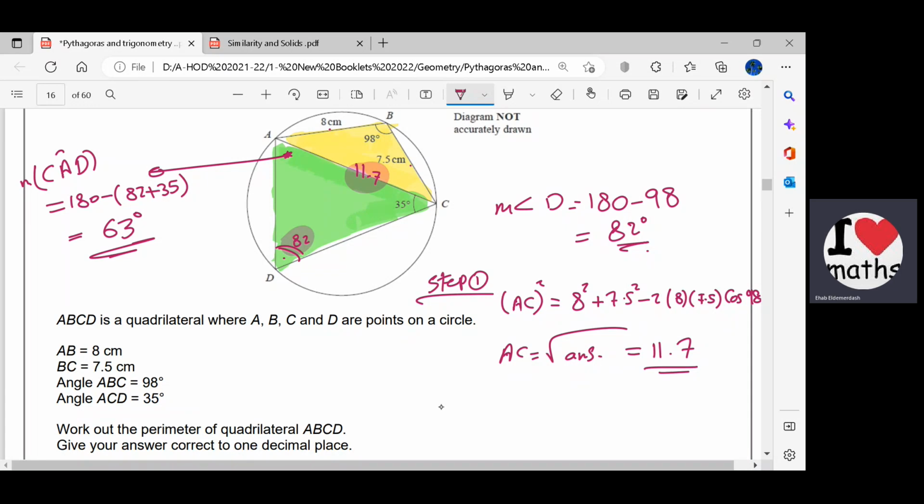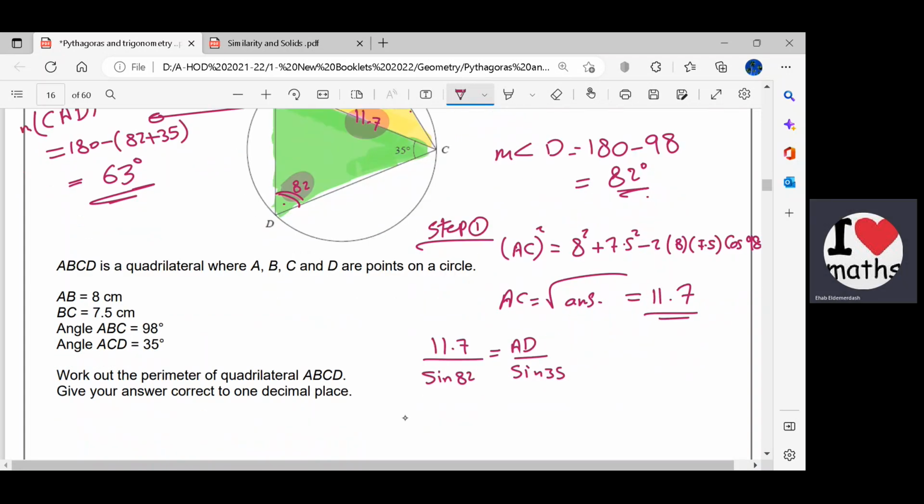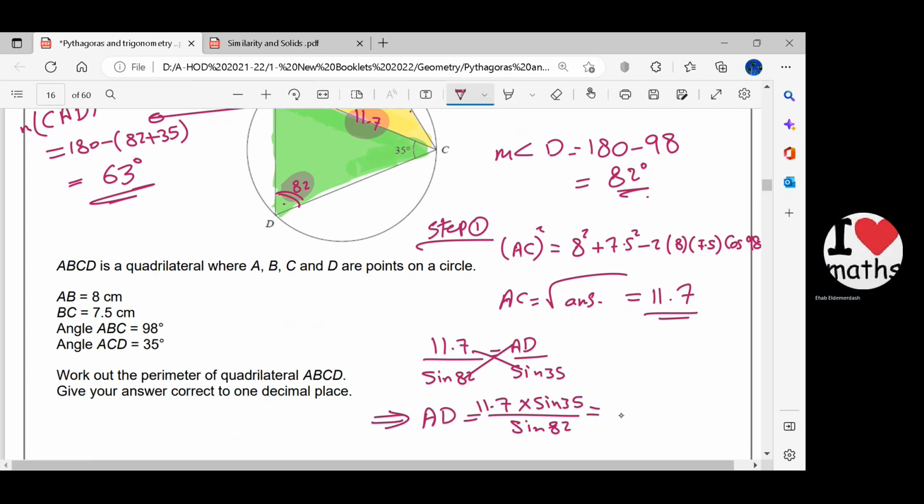So what I have to do: 11.7 over sine 82 is equal to AD over sine 35. It's enough for me to find out AD. So I can get the AD length by using cross multiplication: 11.7 multiplied by sine 35 over sine 82. And the answer is 6.8 centimeters. That's good.